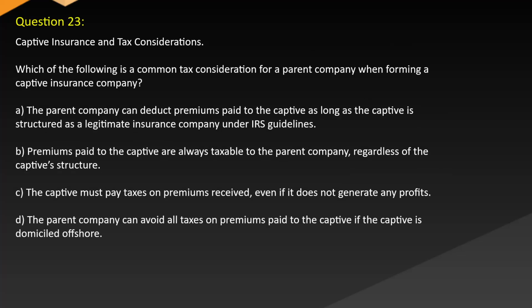Which of the following is a common tax consideration for a parent company when forming a captive insurance company? A. The parent company can deduct premiums paid to the captive as long as the captive is structured as a legitimate insurance company under IRS guidelines. B. Premiums paid to the captive are always taxable to the parent company, regardless of the captive structure. C. The captive must pay taxes on premiums received even if it does not generate any profits. D. The parent company can avoid all taxes on premiums paid to the captive if the captive is domiciled offshore.